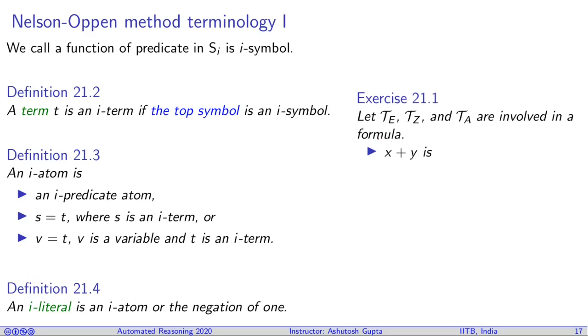Let's try to understand why the definition means this. x plus y is in the theory of integers because its top symbol is plus, which comes from this theory. And look at this: the top symbol is store, therefore it comes from the theory of arrays. So let's continue our definitions.